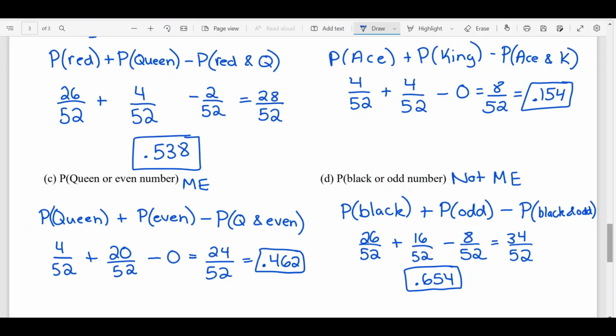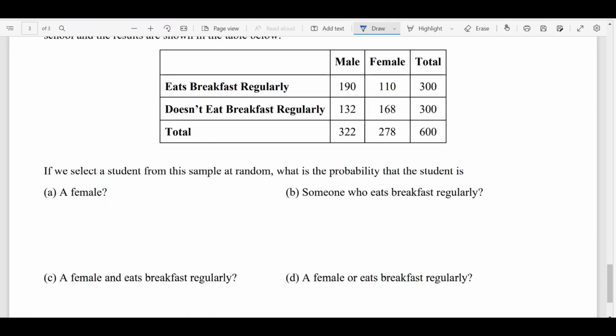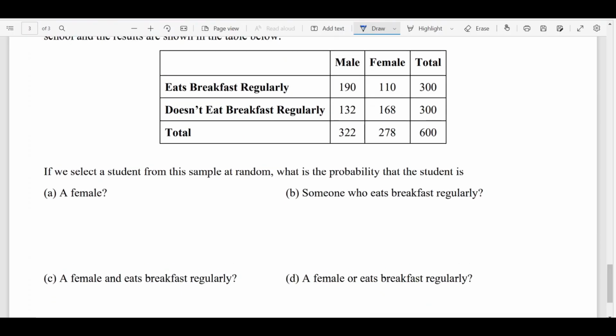Okay. Our last example for the day is based on a two-way table. So you wanted to know how many students at your school ate breakfast regularly. So you conducted a survey, asked a question, 600 students in your sample, and the results are shown below. So if we select a student at random from the 600, what is the probability that the student is? And then we have our 4 questions here. What is the probability that they are a female?